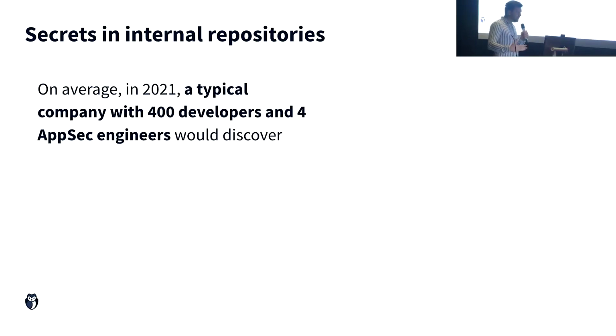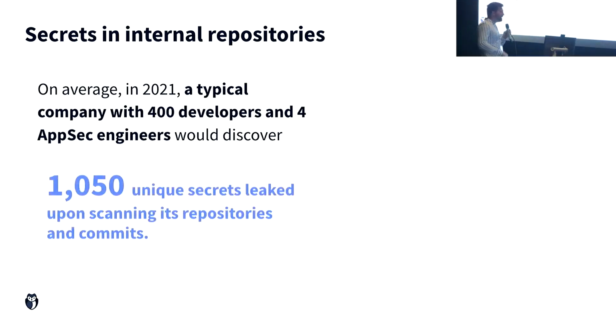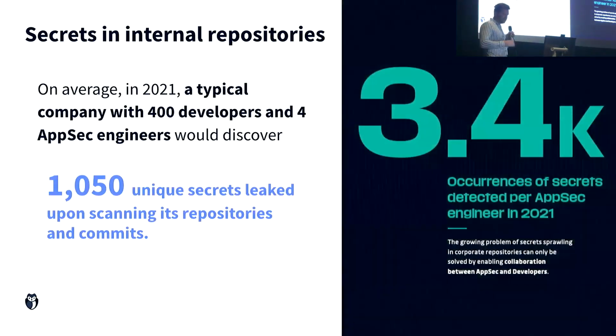So we, at GitGuardian, did some research into how many secrets we typically find in private source code repositories, so in the private version control systems that we store our source code. If we take the average company of around 400 engineers, 400 developers, we would find about 1,000 unique secrets in their private source code repositories. If we break that down, we also found about 13,000 occurrences of those. So the total number of secrets, when you ignore duplicates, is 13,000.